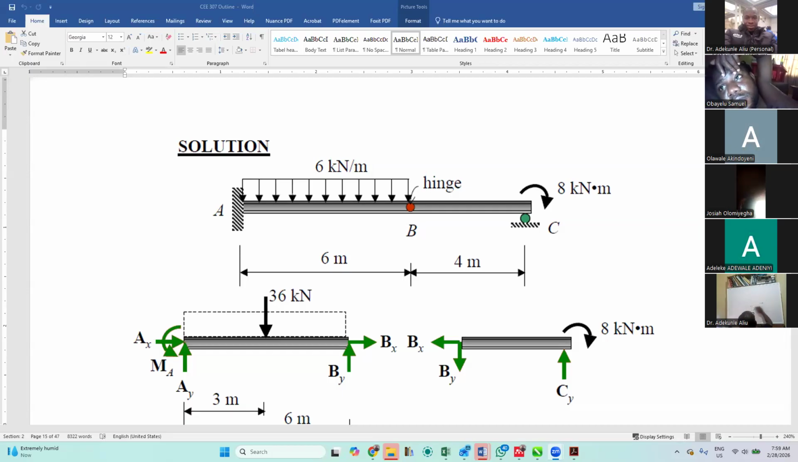Can you see this screen? You can see, but not very clear. Let me read it. You can see clearly. Okay, thank you.